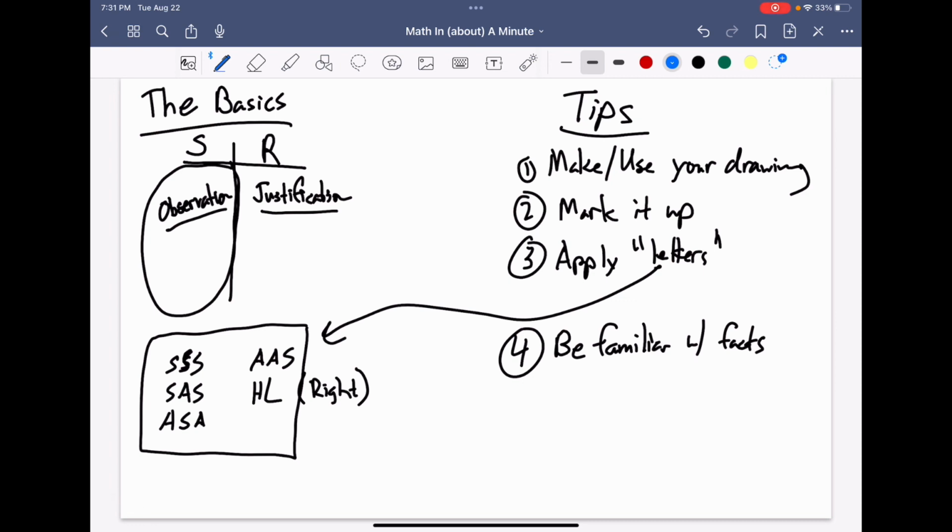So again, I've gone over this in more detail, but this outlines the basics we have for proofs, how we have to have two columns, one side with our statements, another side with our reasonings. With triangles, we need to be familiar with these letters, and then I have some tips and tricks to help get started and get the ball rolling.